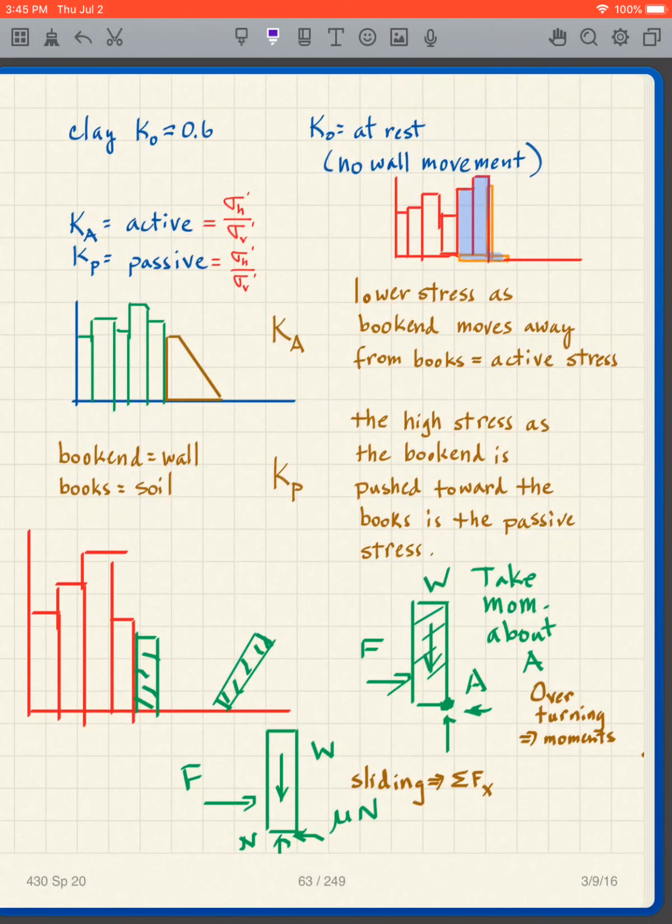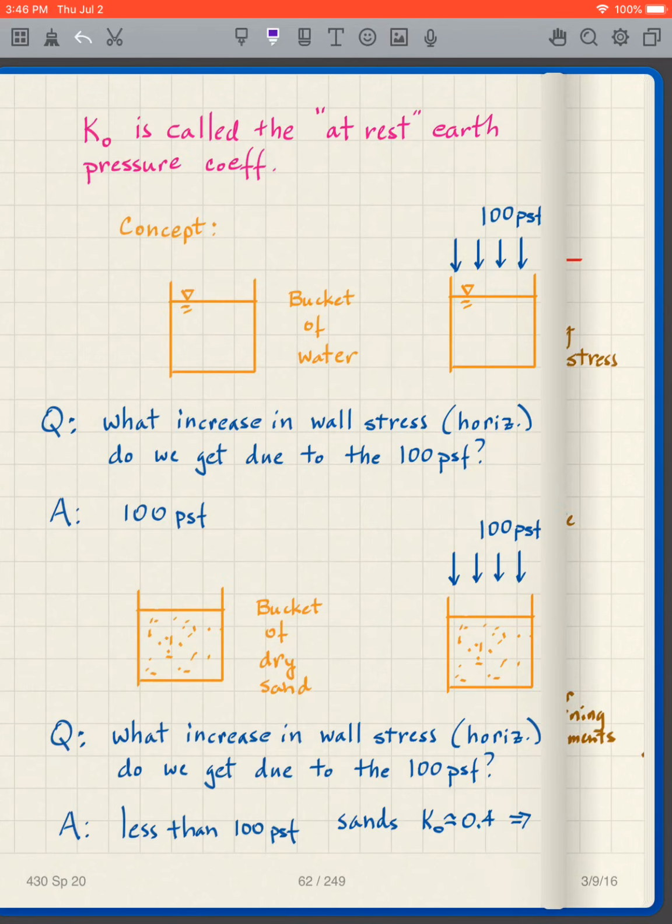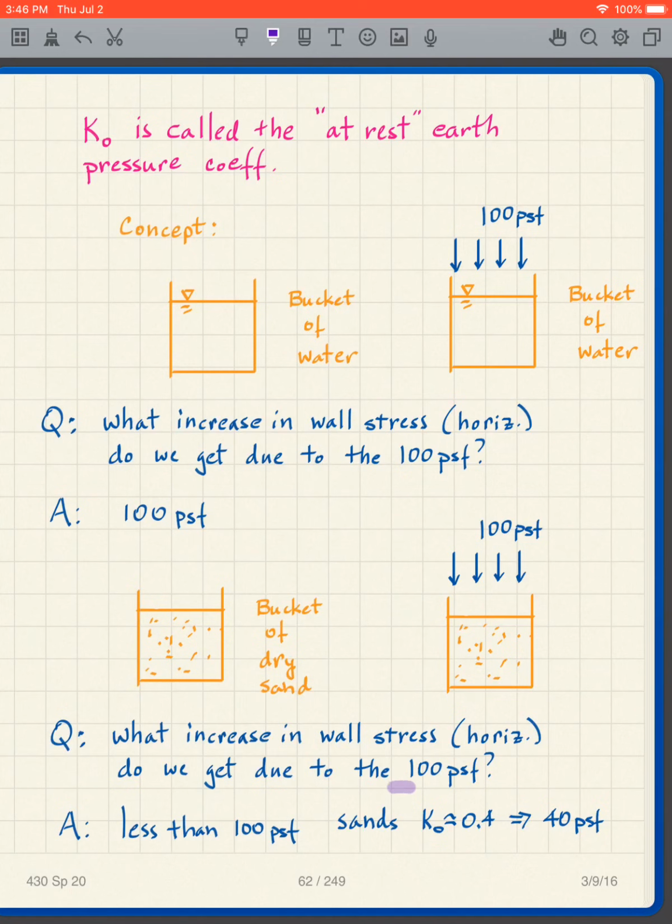All right, I'd like to talk about active and passive earth pressures. We talked about the at-rest earth pressure, and we had K naught, the at-rest earth pressure coefficient. And we said for sand it was about 0.4. So I'll go back here. We said sands, K naught, approximately 0.4, for instance.